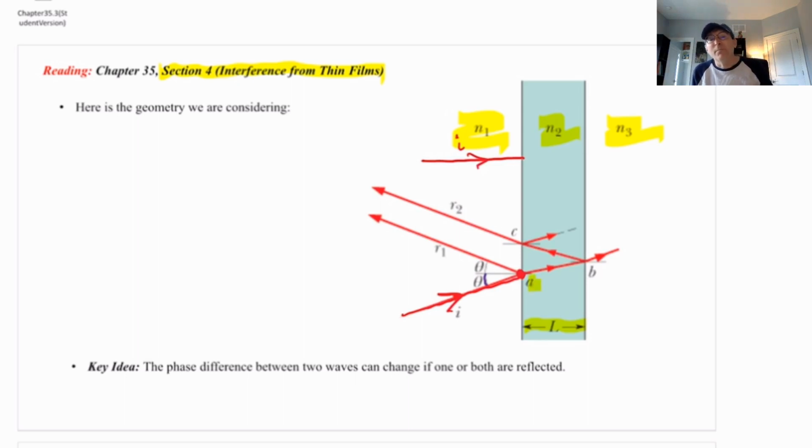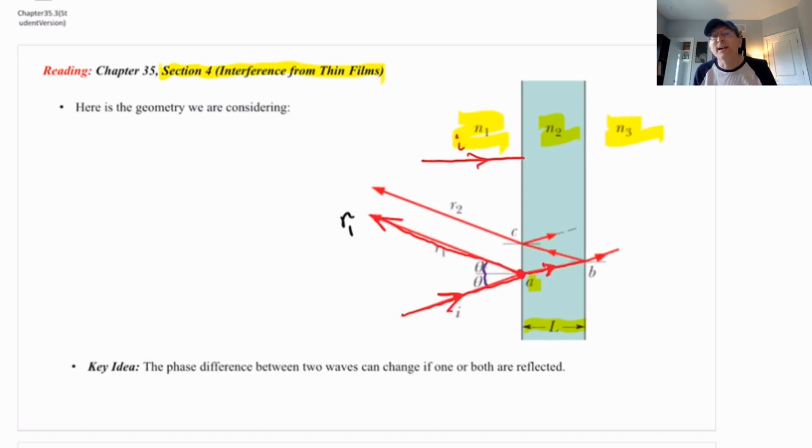Well, two things happen. Part of that incident light wave, and therefore the ray, is reflected back into material 1, and part of it is refracted into material 2. So here's the reflected ray coming back into material 1, and they label that reflected ray R1. And of course it would be reflected out at the same angle theta of the incident ray. And then here's the refracted ray that goes into material 2. Let's follow that for a bit.